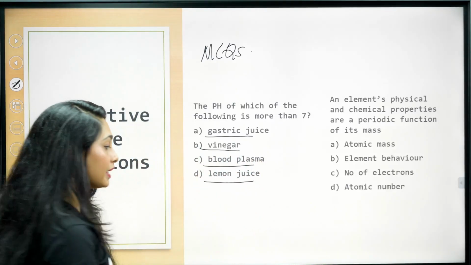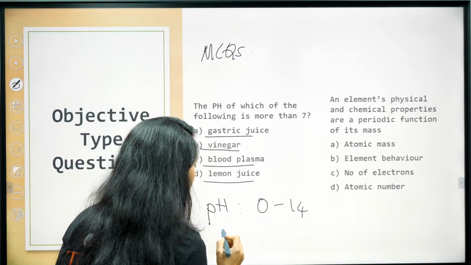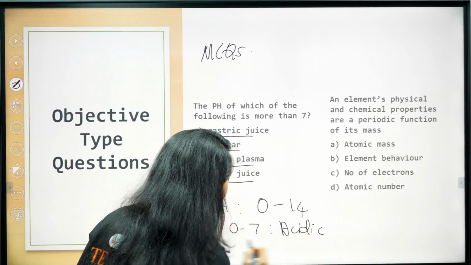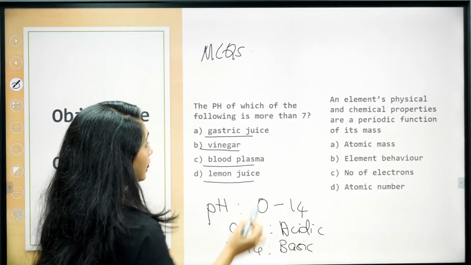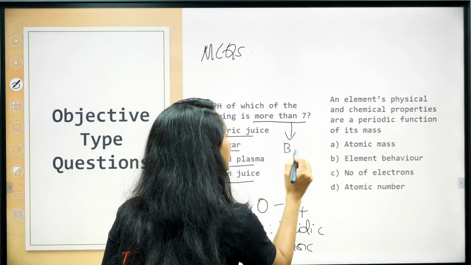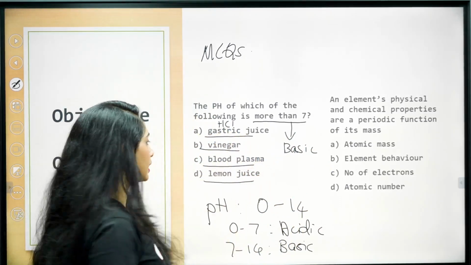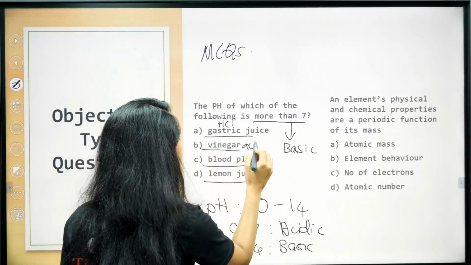So you need to know the pH range. pH range varies from 0 to 14. So 0 to 7 means acidic. 7 to 14 means basic. Right? They are asking which of the following is more than 7, which means that it is basic in nature. Gastric juice, it has HCl, so it is highly acidic. Vinegar has acetic acid, so it is also acidic in nature.